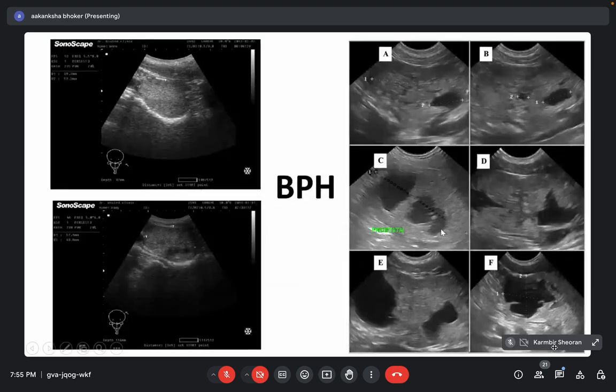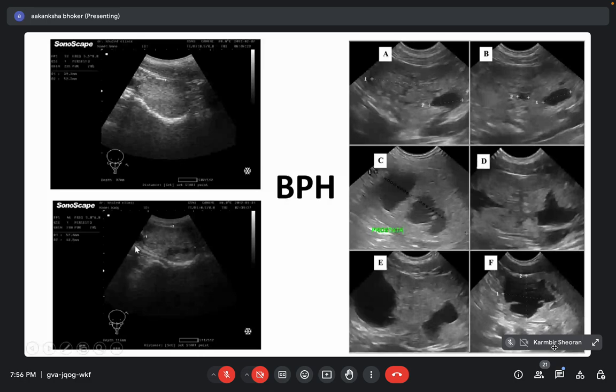Now this is benign prostatic hyperplasia. In BPH, the echotexture of the prostate will remain maintained. It is a very hyperechoic structure with homogeneous echotexture. Size and lobation are not disturbed. Lobations are not disturbed, but the size is enlarged with respect to what it should actually have been. So this is a case of benign prostatic hyperplasia.